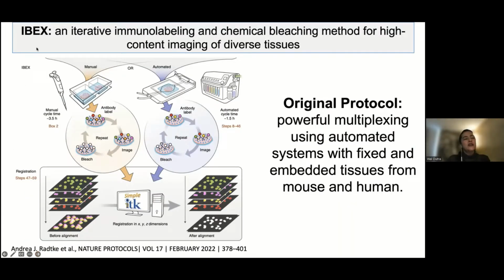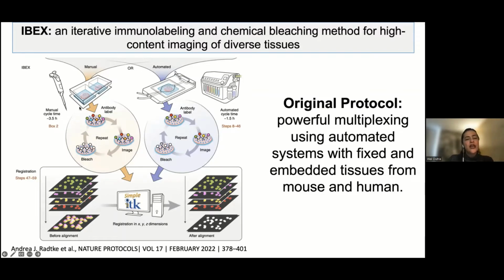IBEX is what Andrea calls it, and it stands for Iterative Immunolabeling and Chemical Bleaching Method for High Content Imaging of Diverse Tissues. So essentially what she did was establish two different types of methodology, one that she calls manual IBEX and one that she calls automated IBEX, that allows you to take one section of tissue and label it. This is a very summarized scheme of this method.